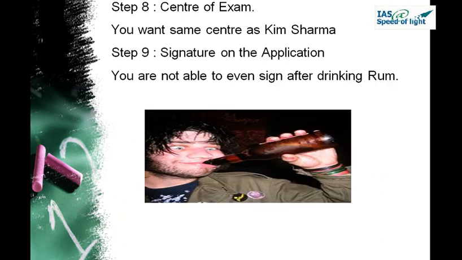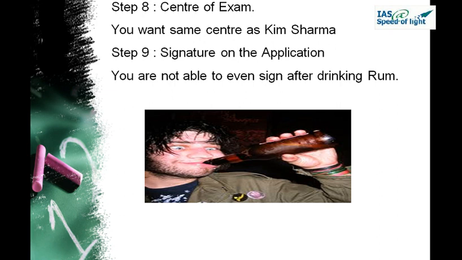Step 8. Now after writing your address and mobile number, they ask for the center. Which center do you want to opt for? Like Delhi, Chennai, or Bangalore. So, center of examination, and you want the same center as Kim Sharma. You came to know that this year Kim Sharma is also going to appear for UPSC, and you want the same center as Kim Sharma.